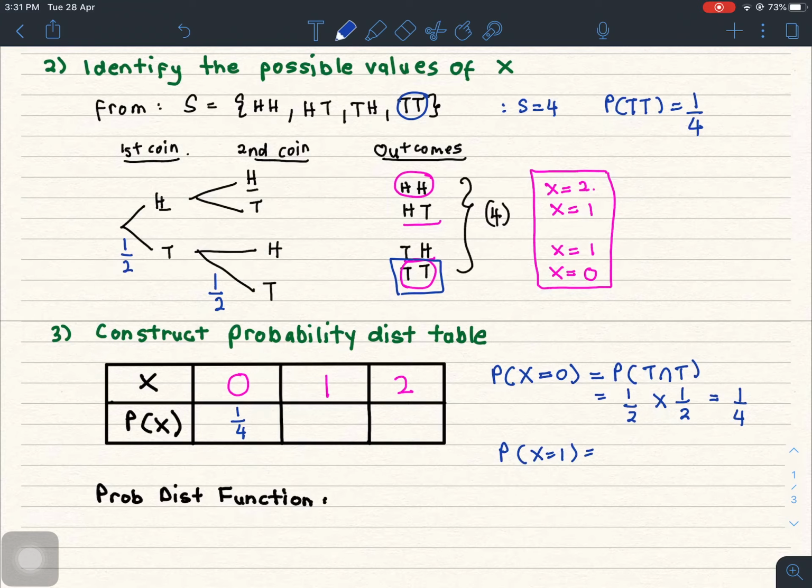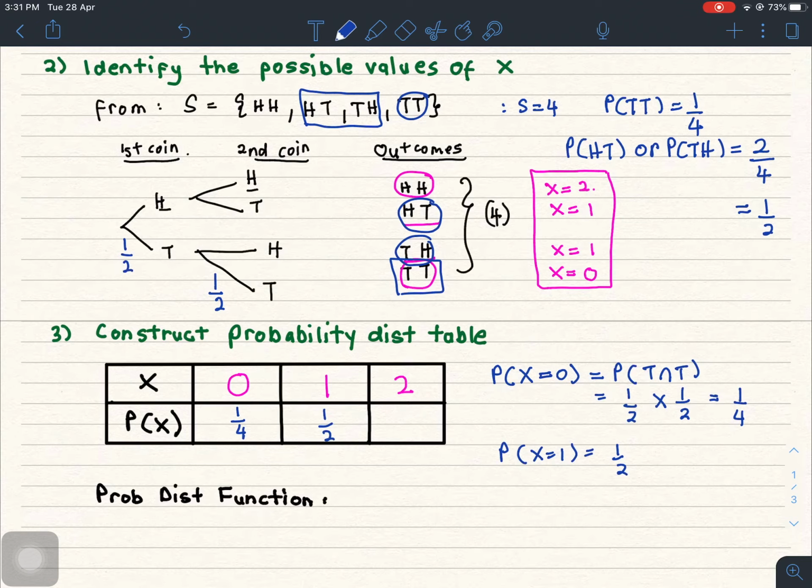Now, you can always do it from the tree diagram. Now let's look at the sample space. So what you do is that for getting a head once, you might get either head tail or tail head. So how many are there? There are 2 possible outcomes. So 2 out of how many total in the sample space? There are 4. So if you simplify, you're going to get half. So this one would be half, which you can put inside the table.